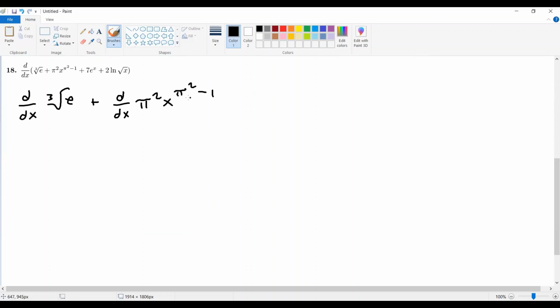1. So this entire thing is the exponent there. I'll just keep it in parentheses so it's clear. And then the derivative of 7e to the x plus, and then the very last function here is 2 times the natural log of the square root of x. So we will have a chain rule going on. Now, we have 1, 2, 3, 4 different functions here.